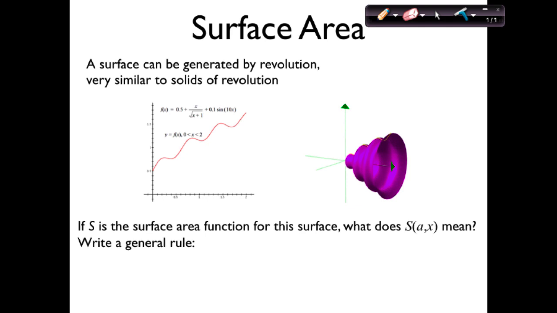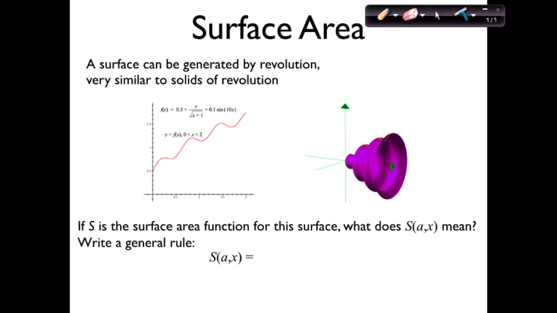Okay, so we're going to ask the same question again. If S is the surface area, what would this mean? Capital S is for surface area, little s is for arc length. What would capital S of a, x mean? And then can you write a general rule for what that will be? Everyone do it. Take a minute. Here we go. Let's regroup. What does S of a, x mean?